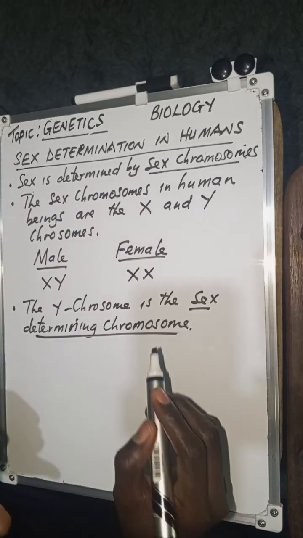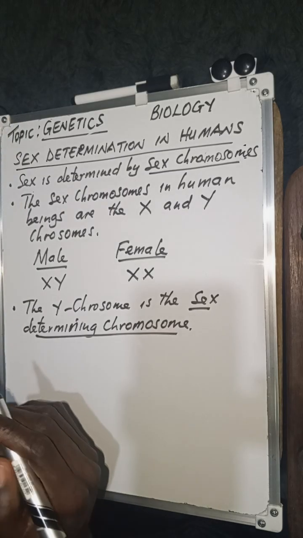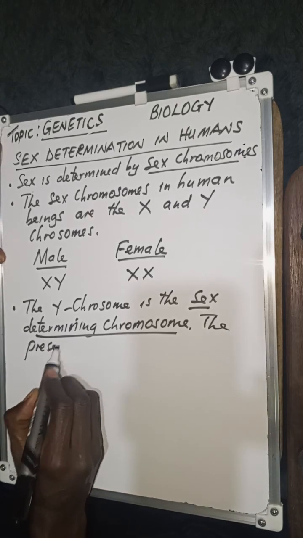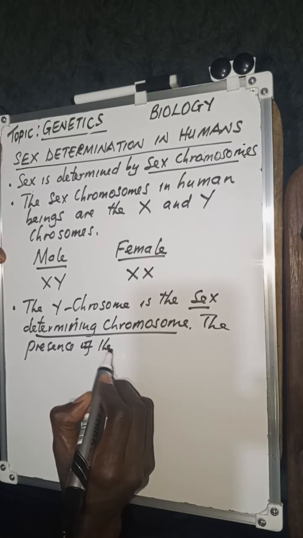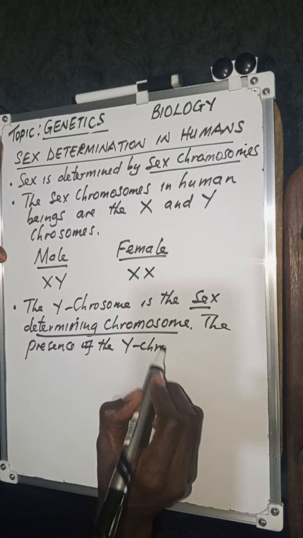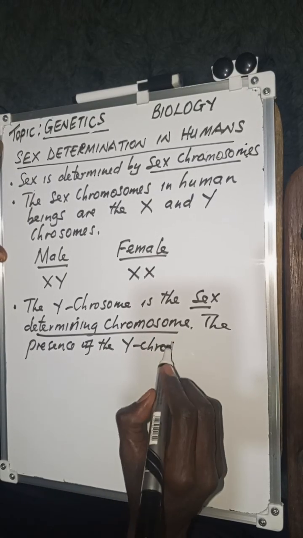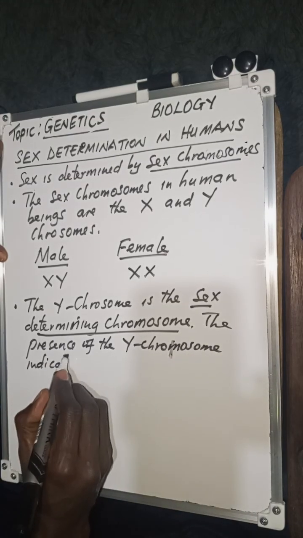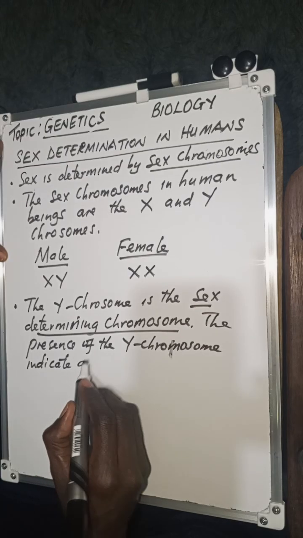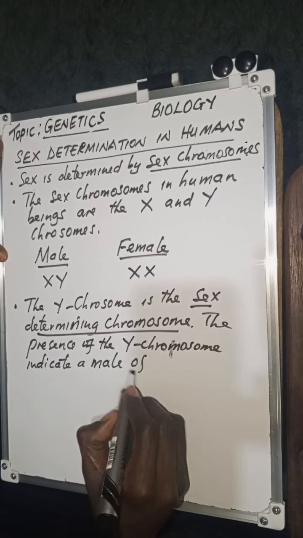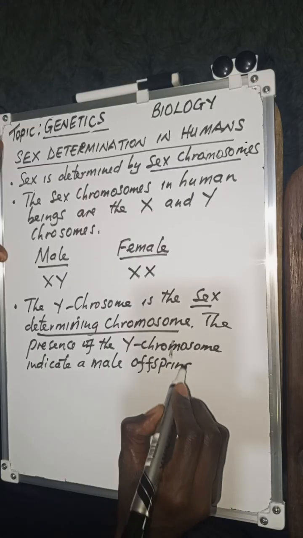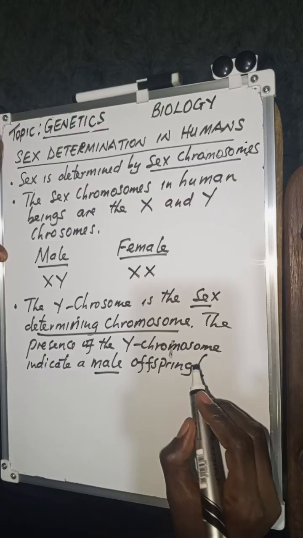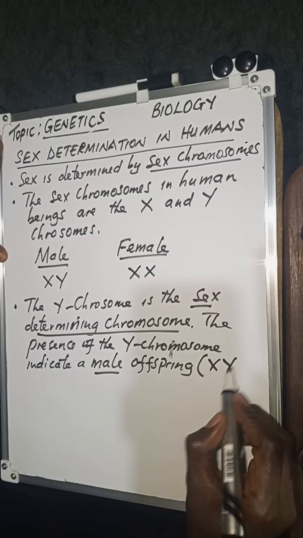Why? Because the presence of the Y chromosome indicates a male offspring. So if the Y chromosome is present, then that actually indicates a male offspring who is going to have XY.